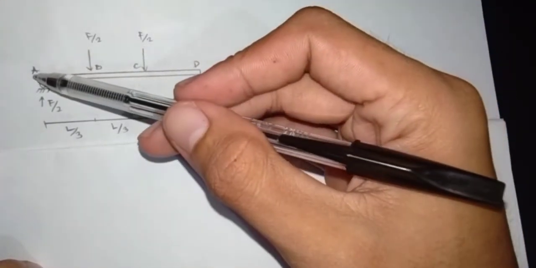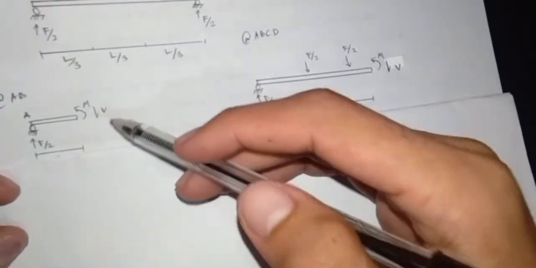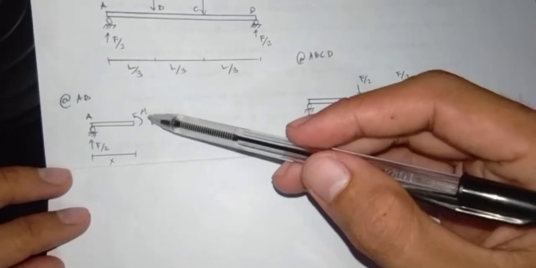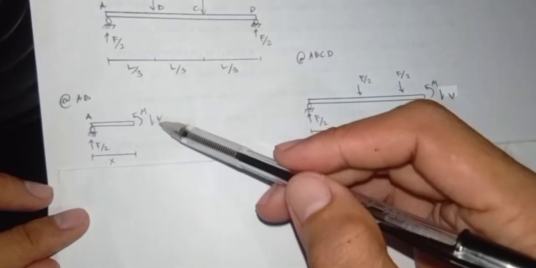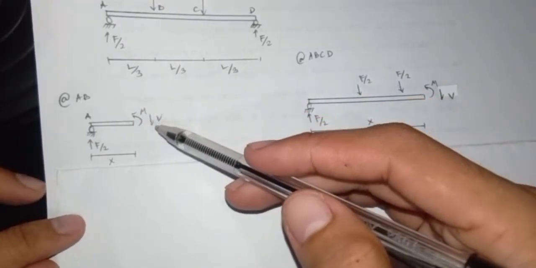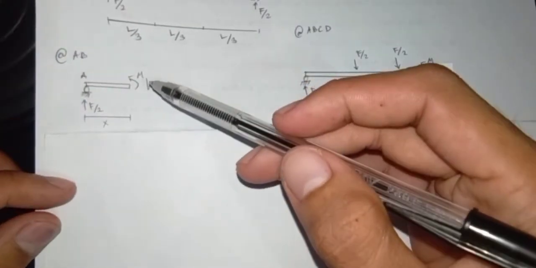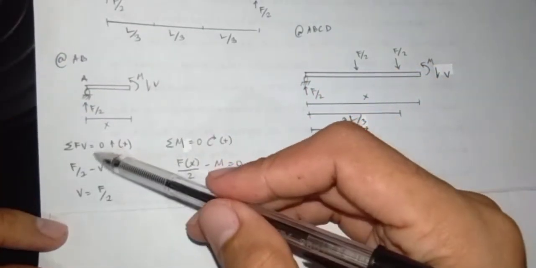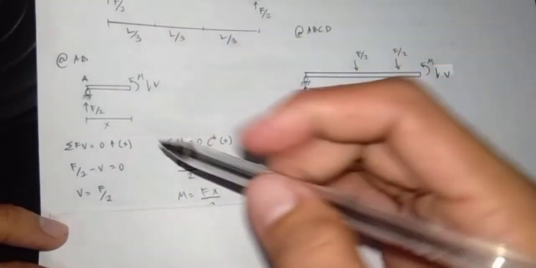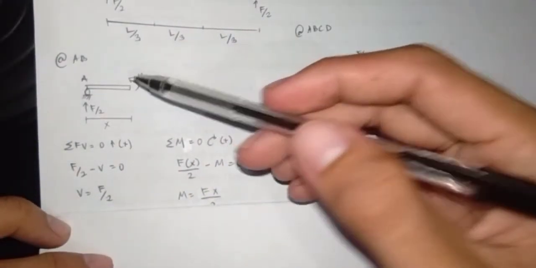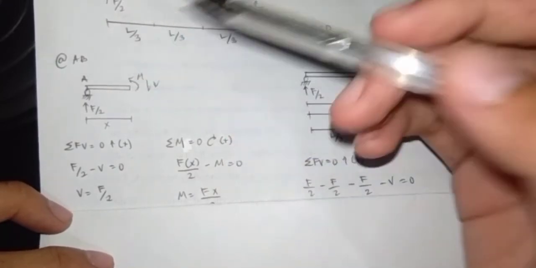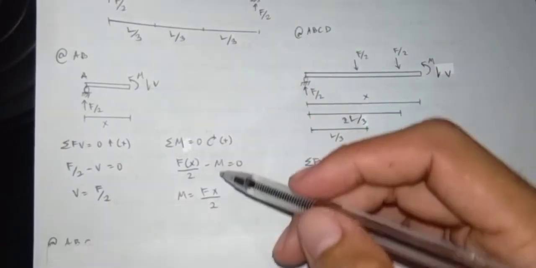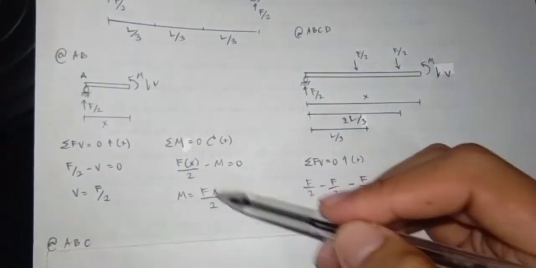So una is ika-cut natin itong section AB. Kapag na-cut natin yung section AB is lalabas na yung moment dyan, pati yung shear. Para makuha natin yung shear dyan, mag-summation of force vertical tayo. Ito na yung shear nya dyan, 1/2 times F. Para makuha naman yung moment sa section AB, magmo-moment din tayo. Ito na yung nakuha nating moment dyan.